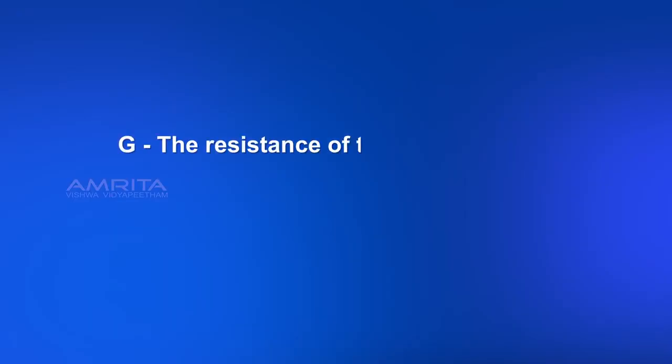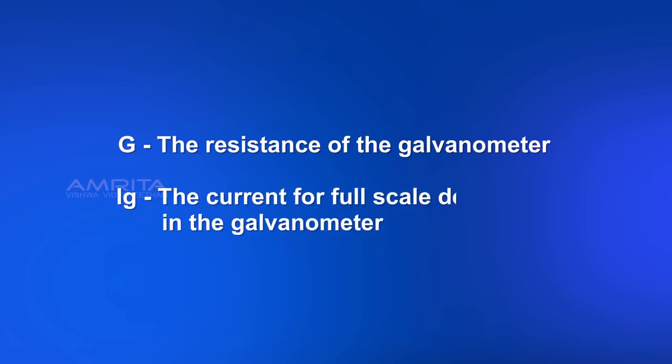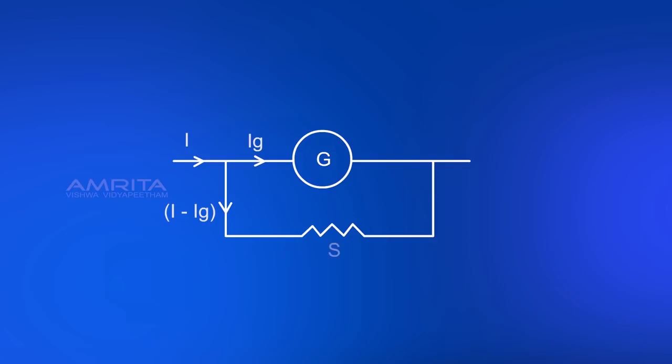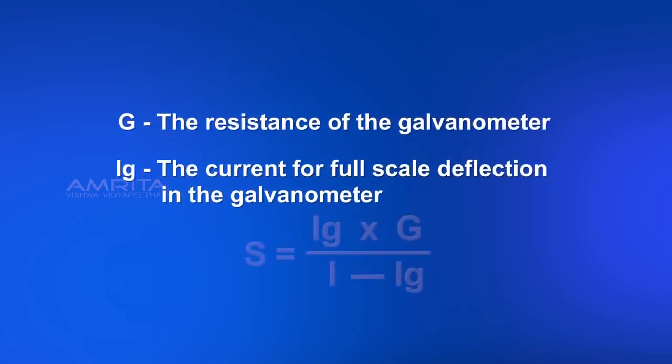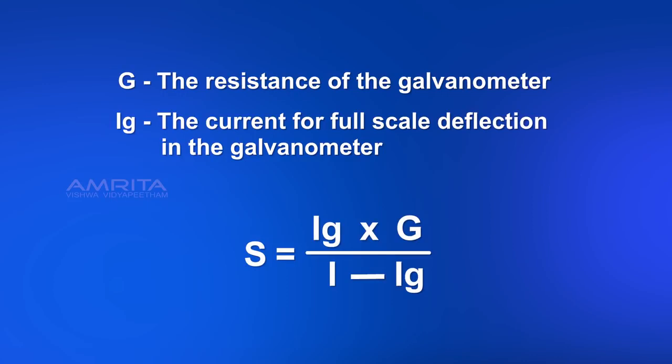Theory. Let G be the resistance of the galvanometer and Ig be the current for full-scale deflection in the galvanometer. The value of the shunt resistance S required to convert the galvanometer into an ammeter to measure a current of I ampere is S = Ig × G / (I − Ig).